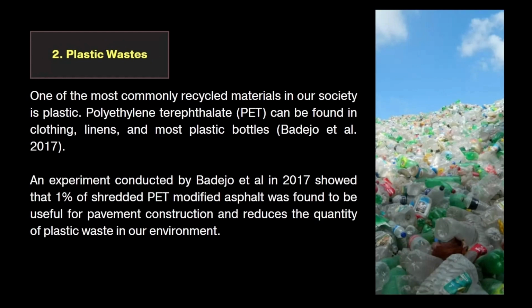Next is plastic wastes. One of the most commonly recycled materials in our society is plastic. Polyethylene terephthalate, or PET, is the most common member of its plastic family and can be found in clothing, linens, and most plastic bottles. An experiment conducted by Badejo showed that 1% of shredded PET modified asphalt was found to be useful for pavement construction and reduces the quantity of plastic waste in our environment.